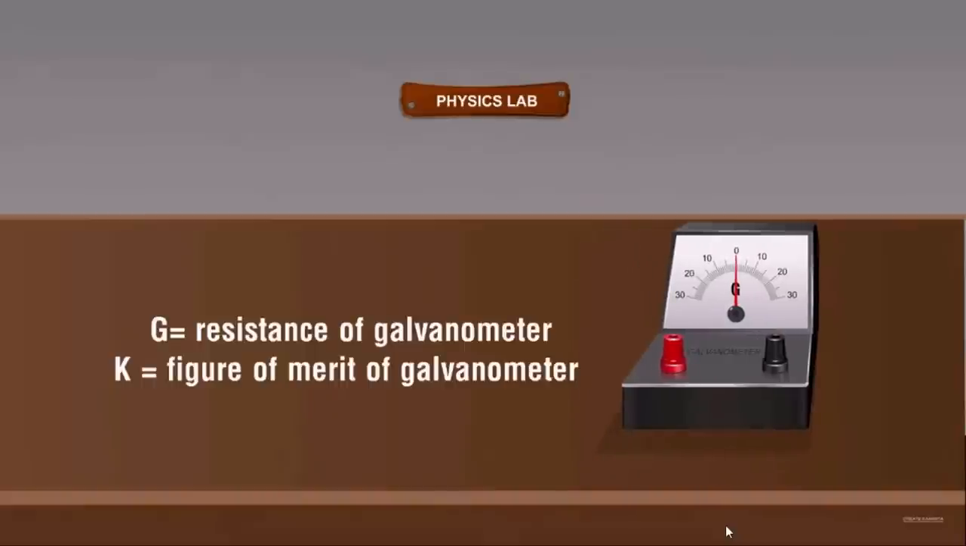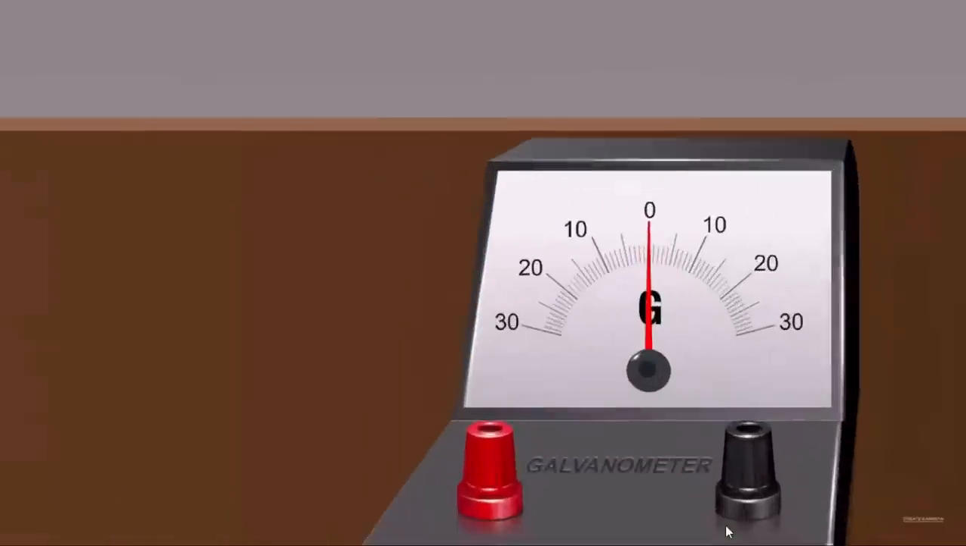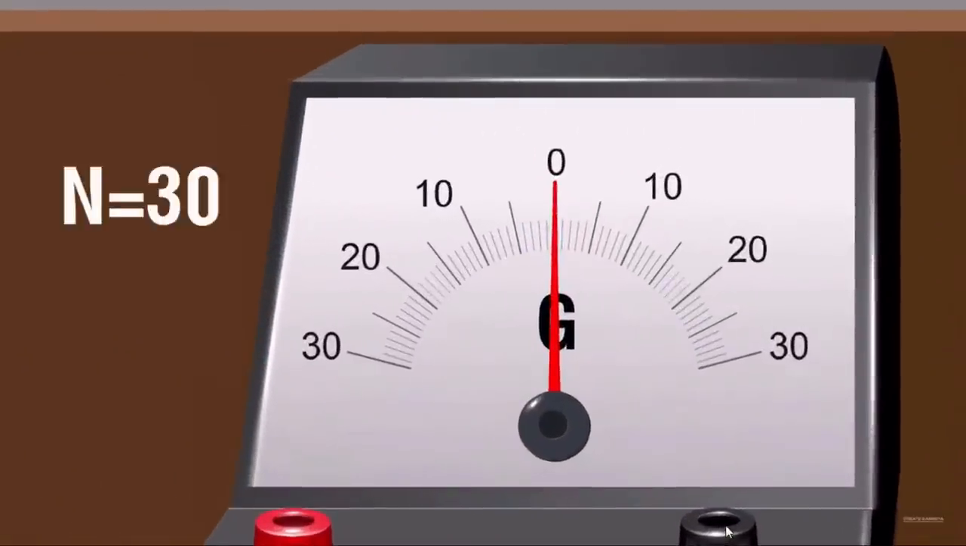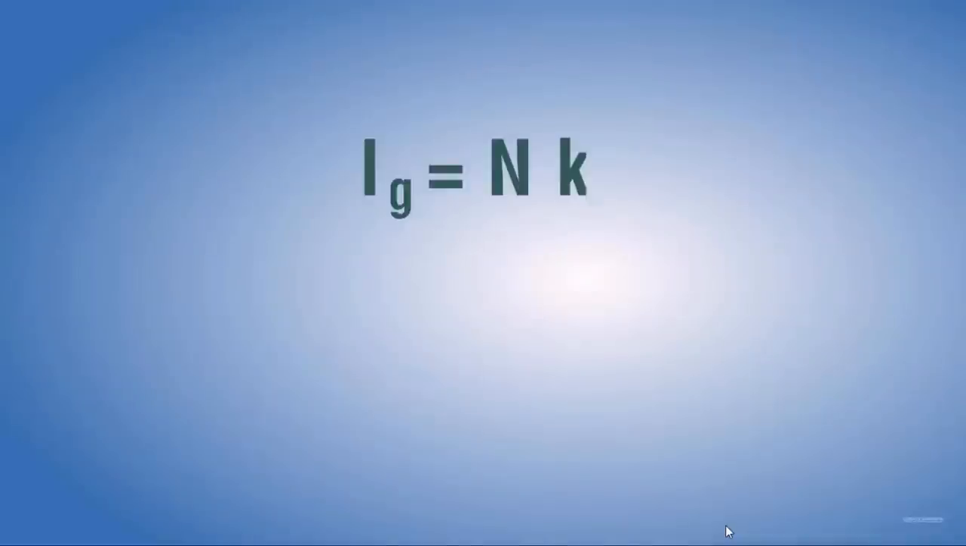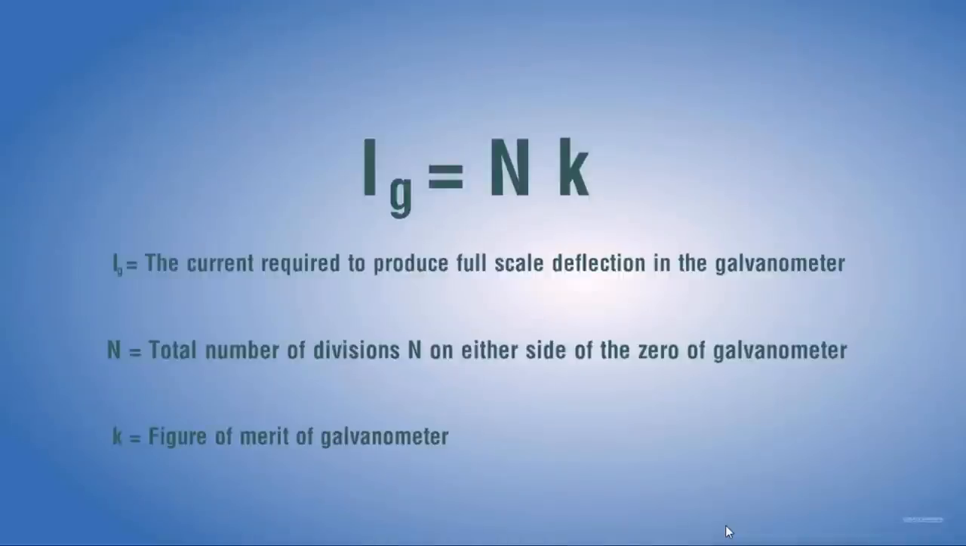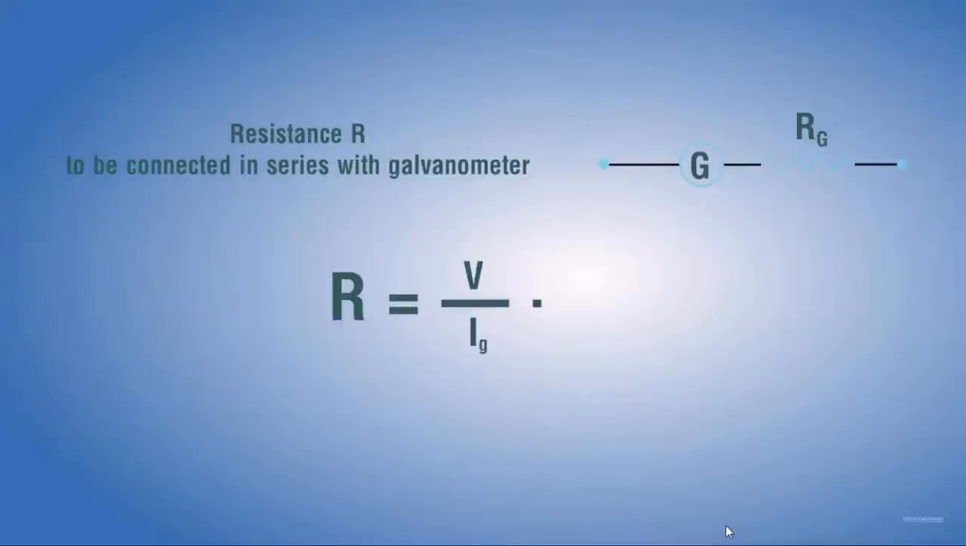Procedure: take a galvanometer with known value of resistance G and figure of merit K. Note the total number of divisions N on either side of the zero of galvanometer. Calculate IG, the current required to produce full-scale deflection in the galvanometer, from the formula IG = NK. Calculate the value of the series resistance R to be connected in series with galvanometer for the desired range V using the relation R = V/IG - G. You can take V as 3 volts.